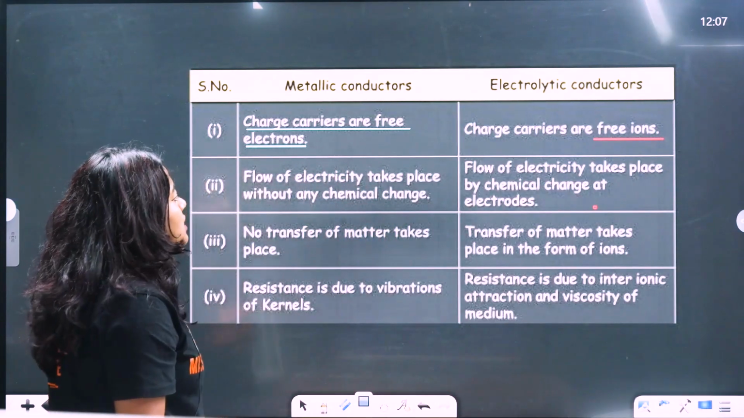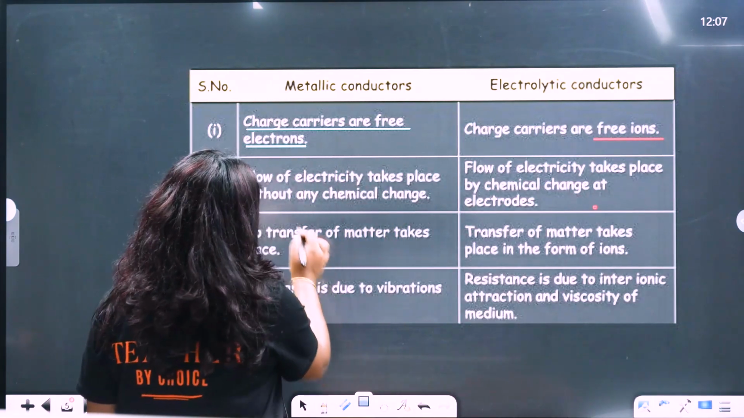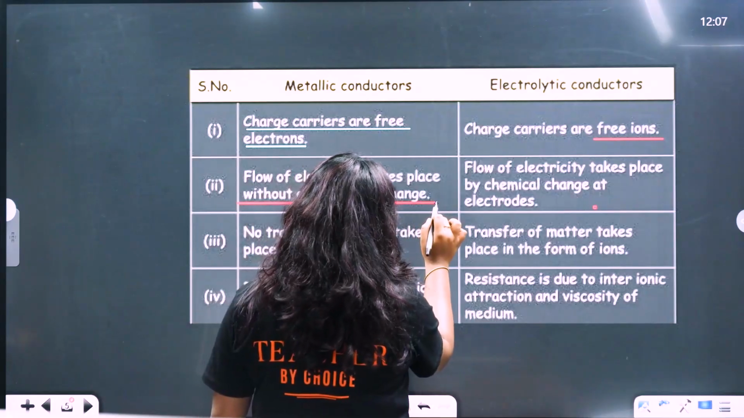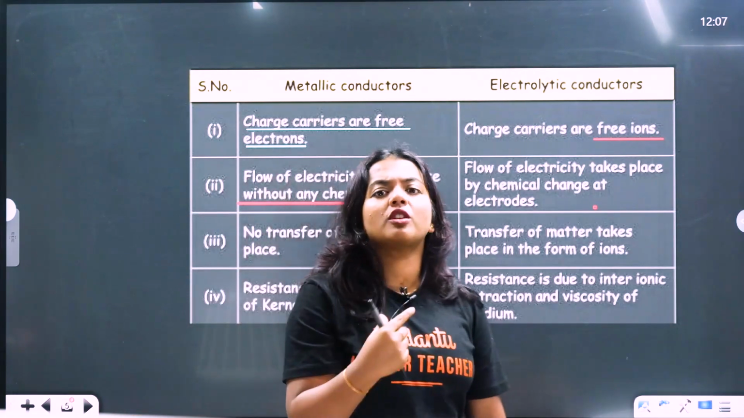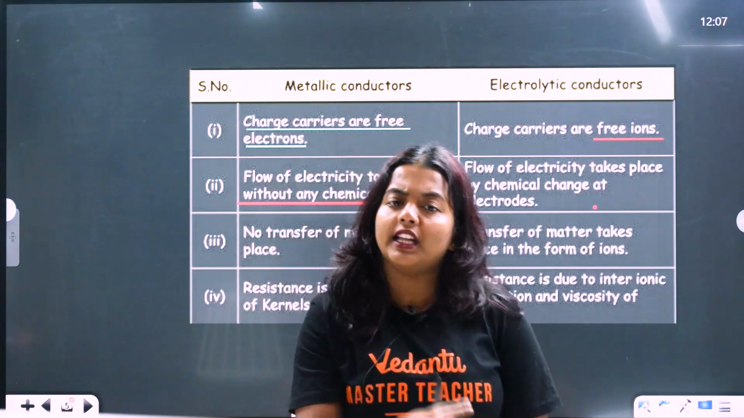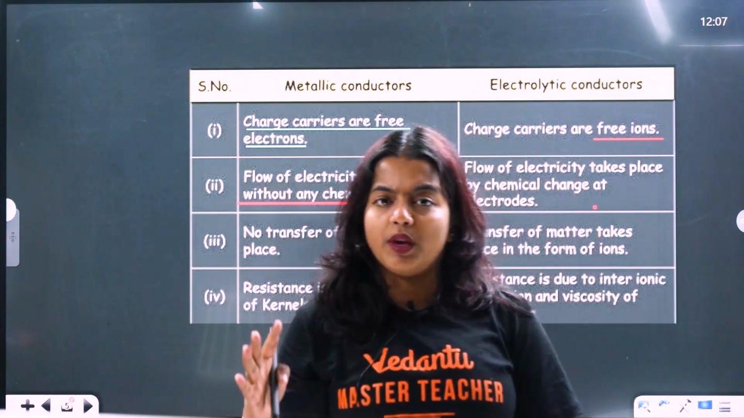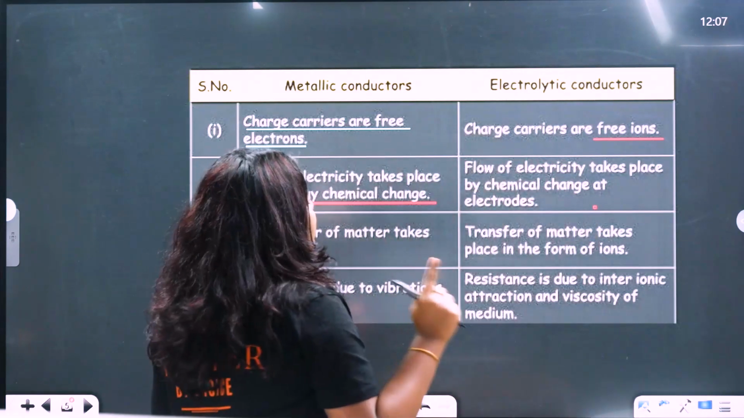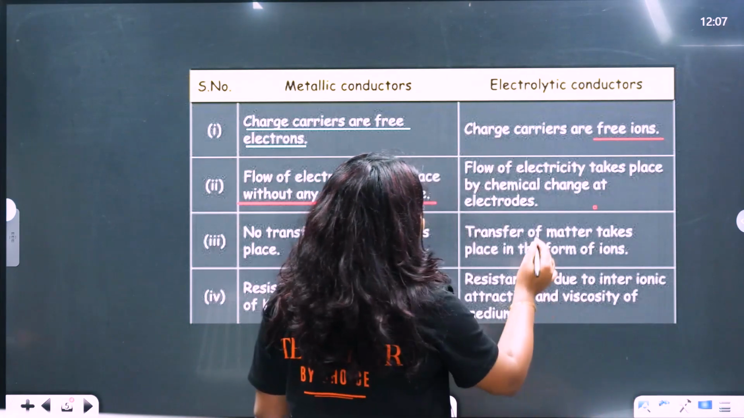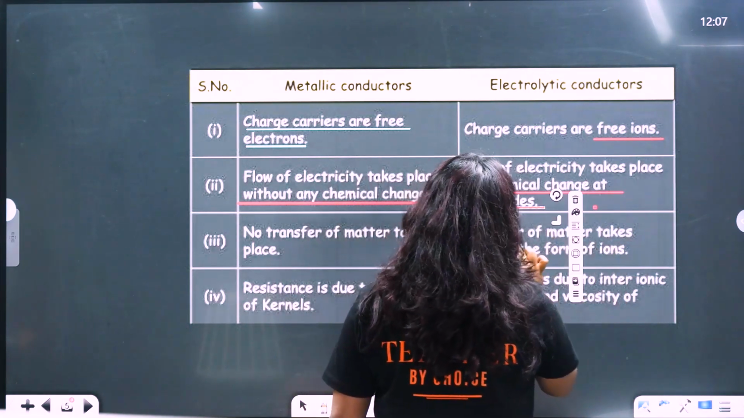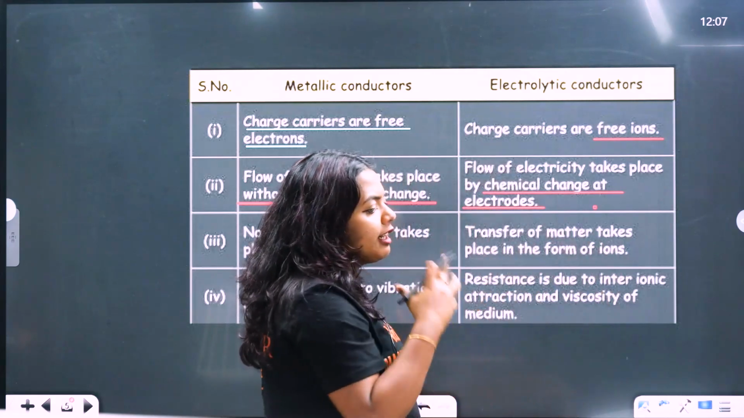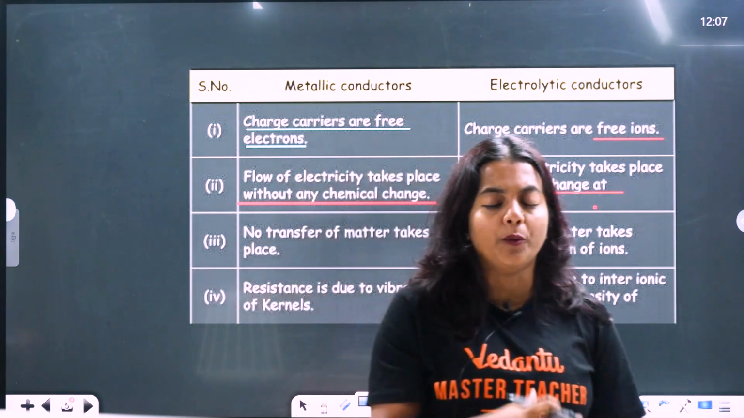Flow of electricity takes place without any chemical change. There is no chemical change because it happens through the process of electrons. But in electrolytic conductors, the flow of electricity takes place by a chemical change at the electrodes.